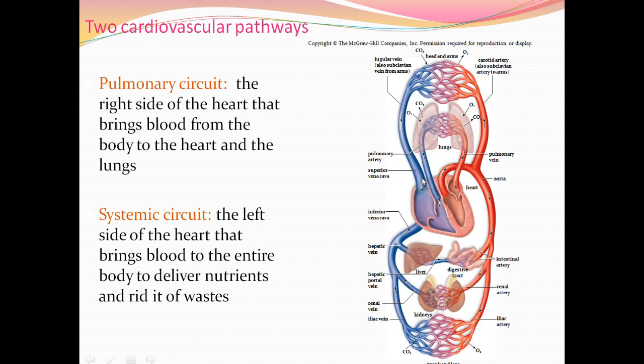So it's really that we have two pumps working. The right side's doing one thing, the left side's doing the other thing. And they have to be working at the same time, and they have to be working equally well. They have to stay in homeostasis. If the right side's working better than the left side, then fluid can accumulate in your lungs. If the left side's working better than the right side, fluid can accumulate systemically.